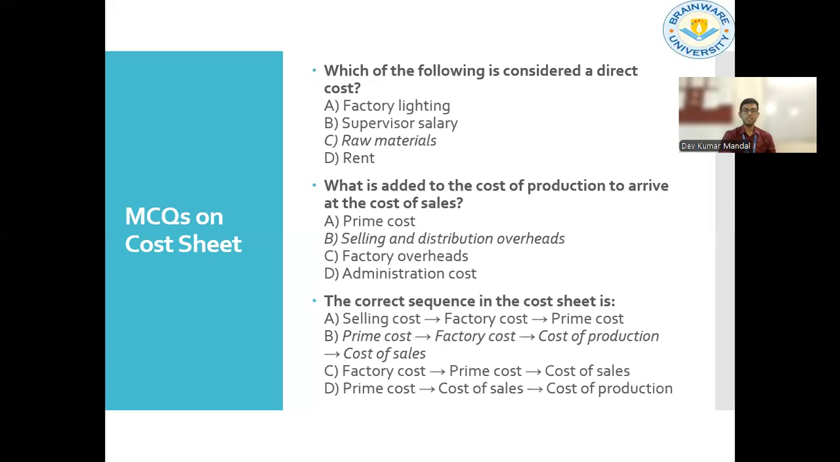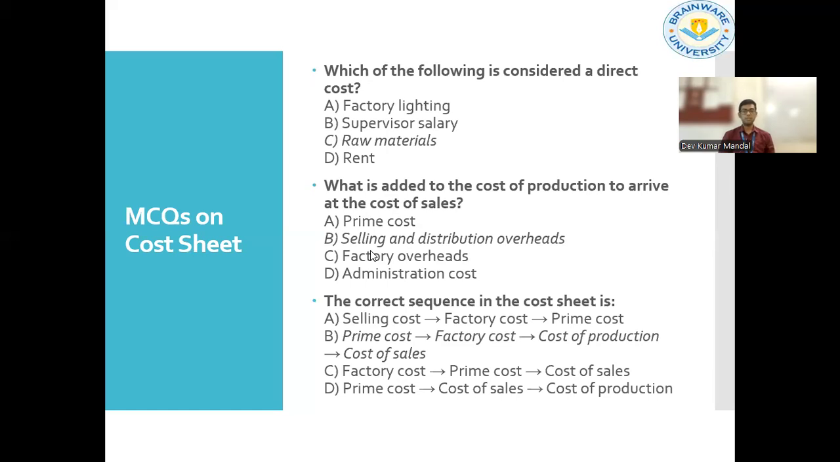Moving towards the next MCQ, which of the following is considered as a direct cost? Whether it is factory lighting, supervisor's salary, raw materials, or rent. So from the four options, option number C is the correct one. That is, raw materials is the direct cost. The rest is the indirect cost.